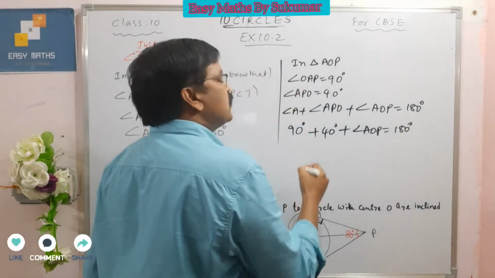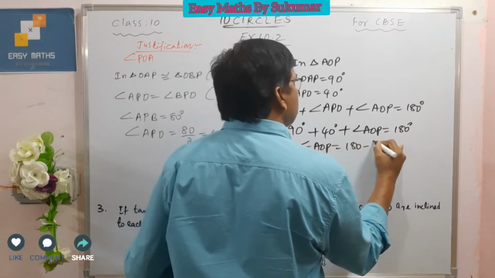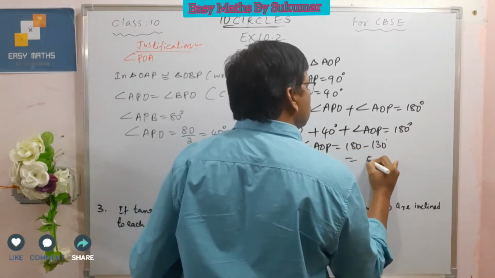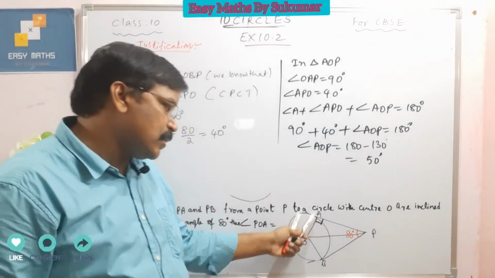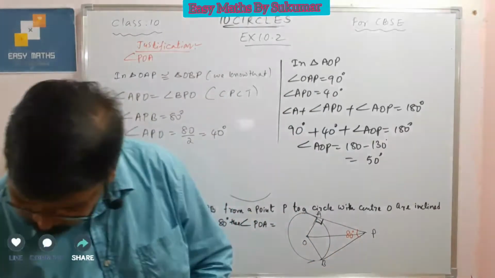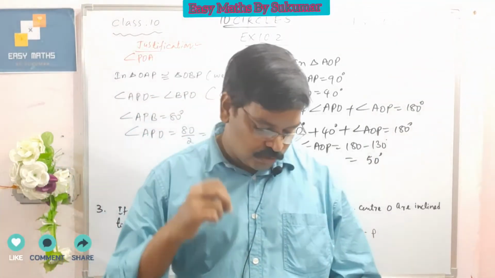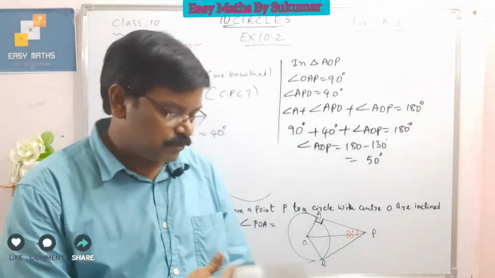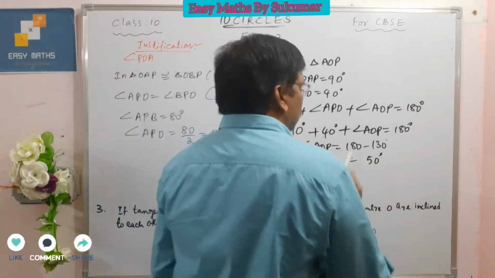So 90 plus 40 is 130. Therefore angle AOP is equal to 180 minus 130. So this is equal to 50 degrees. So my dear students, this angle AOP is equal to 50 degrees. See, actually option A is 50 degrees. So the correct option is 50 degrees. Okay.